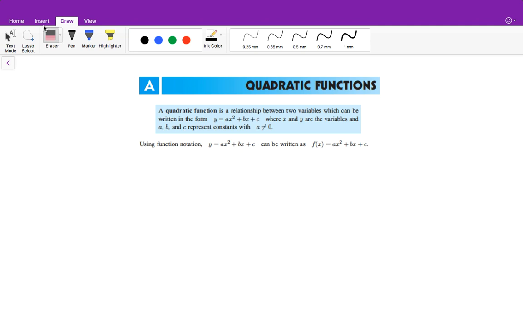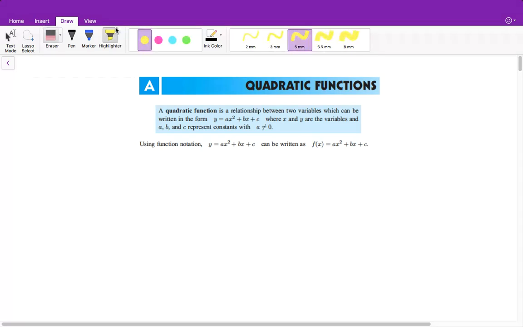All right, so now we're moving on to the next chapter, which in your book is going to be chapter 17. And that is going to be quadratic functions. All right, so this is chapter 17.